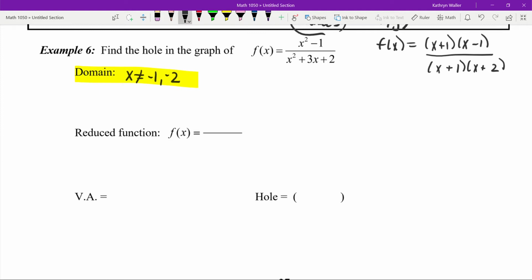I asked them specifically. Step number 3 on my list, reduce. This does reduce. X plus 1 cancels with x plus 1. Now watch this. If you take x plus 1 and set it equal to 0, you get x equals -1. That is the x coordinate of my hole. Okay? I'm going to skip over hole, and I'm going to go to 5 for just a second, write the reduced equation. The reduced equation is f of x equals x minus 1 over x plus 2.